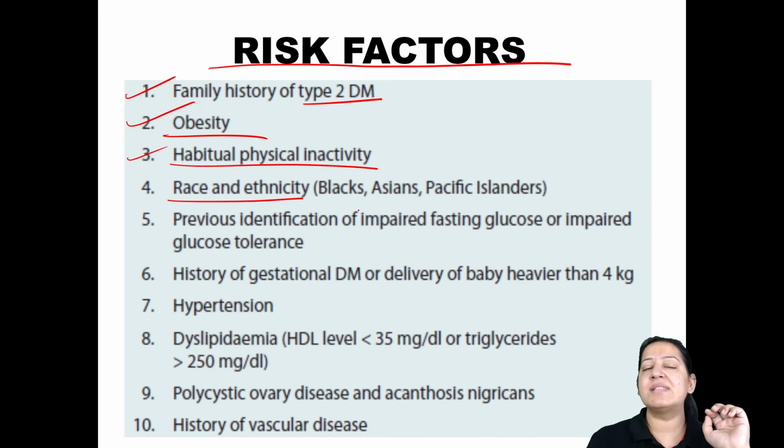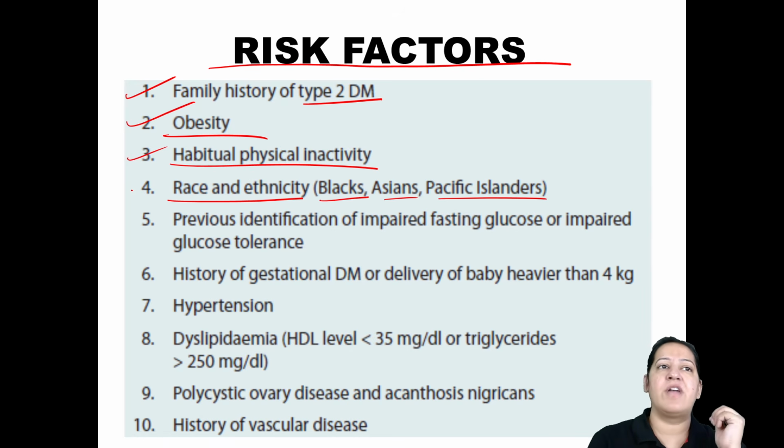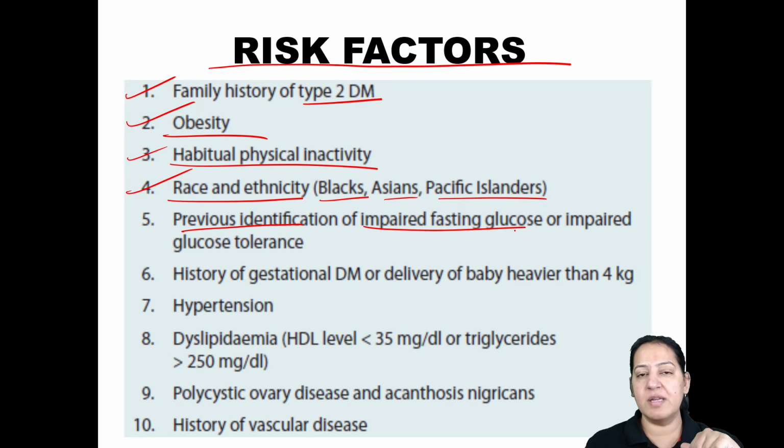Race and ethnicity: Blacks, Asians, and Pacific Islanders are at higher risk of diabetes because of their race and ethnicity. Previous identification of impaired glucose: if a person has impaired fasting blood glucose level or impaired glucose tolerance, that is a pre-diabetic person, he is at high risk of developing diabetes as compared to a non-diabetic person, right?